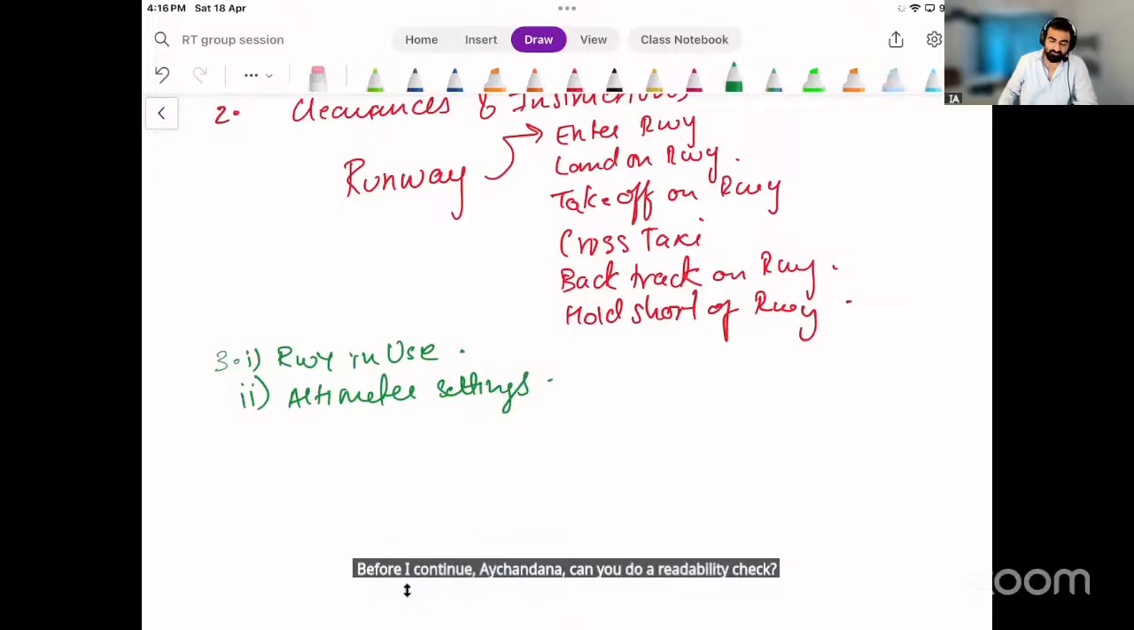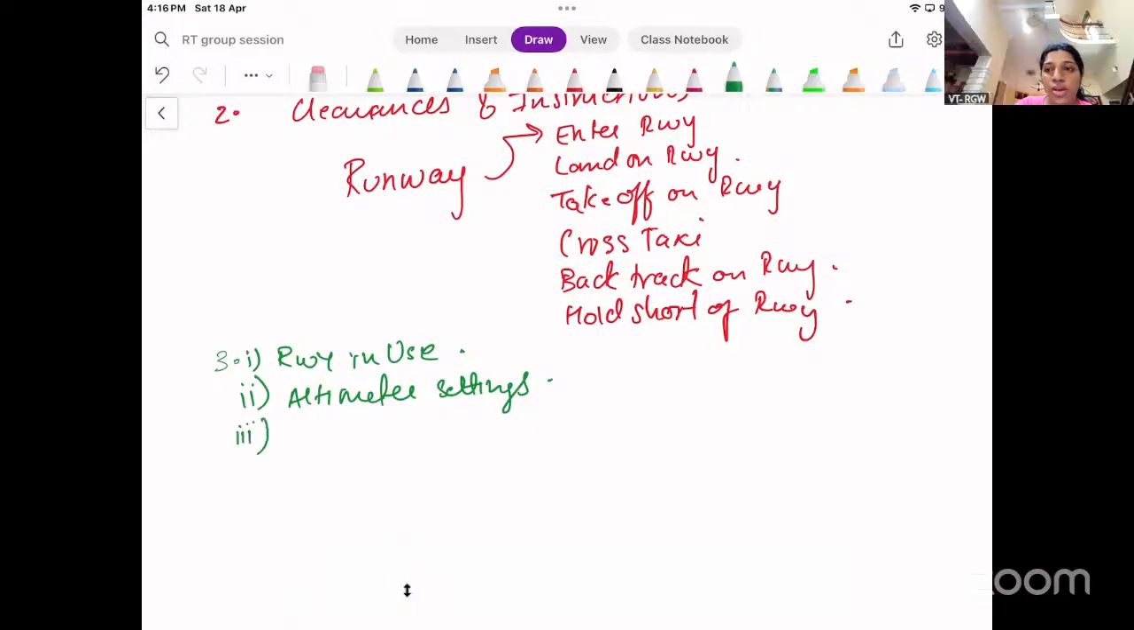Victor Tango Romeo Golf Whiskey, Mumbai ground. How do you read? Victor Tango Romeo Golf Whiskey, Radio 5.